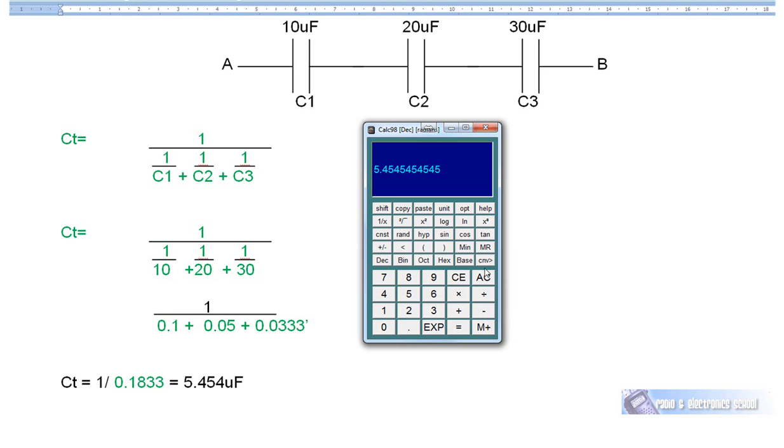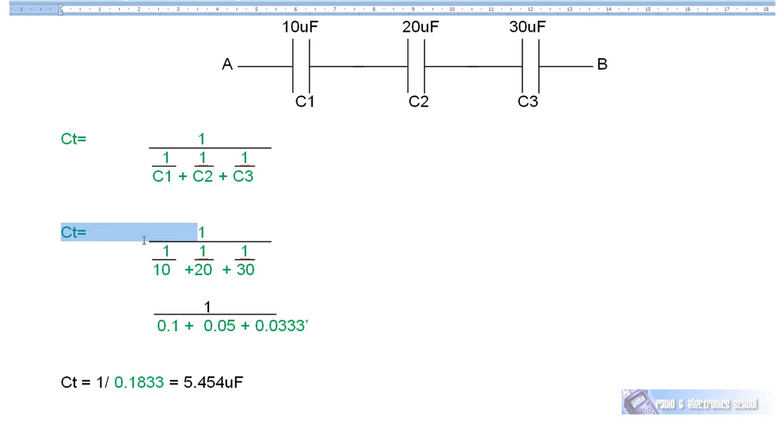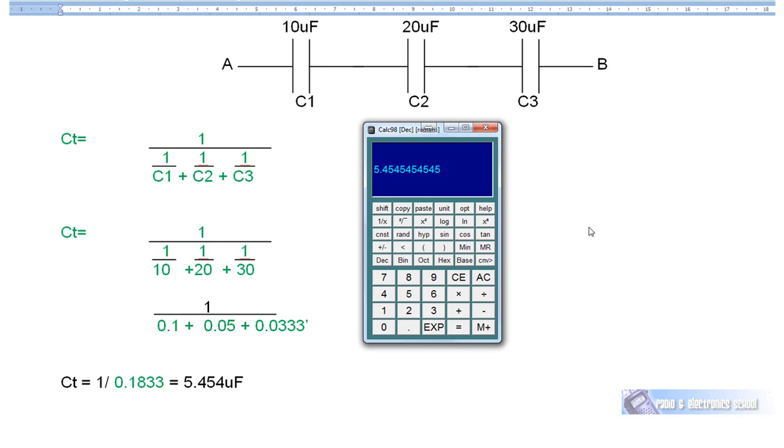All right, I am going to do this calculation on the calculator again to show you how it's done. I'm going to find the reciprocal of 10, 20 and 30 and add them up, and I'm going to find the reciprocal of that answer as well. All clear? Okay, 10 reciprocal plus 20 reciprocal plus 30 reciprocal equals, and the reciprocal of that is 5.45 microfarads.